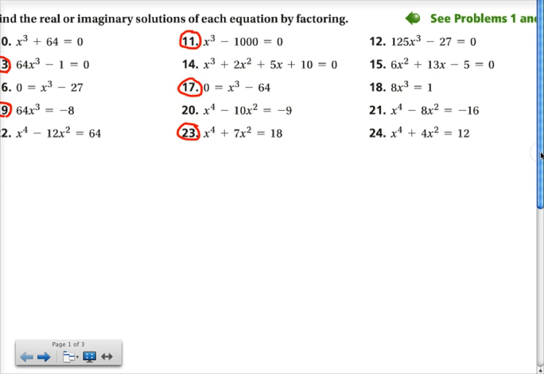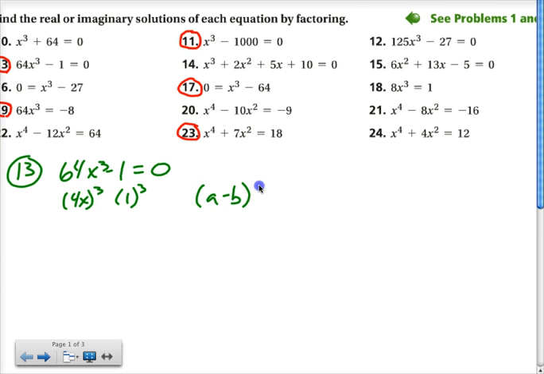So going back up to number 13, we have 64x cubed minus 1 equals 0. So things you think about, of course, are, do I have a common monomial factor I can pull out? No, but special patterns, yes. This is, again, going to be the difference of two cubes. So I, again, use that formula a minus b times a squared plus ab plus b squared to figure out those zeros. So this will be 4x minus 1.